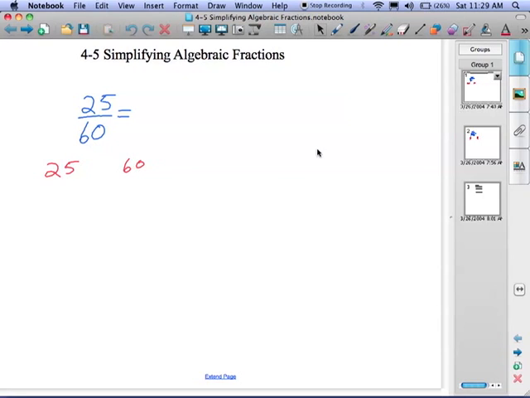4-5, simplifying algebraic fractions. Two lessons ago, you worked on finding factor trees and finding the prime factorization of numbers. Last lesson, you found the greatest common factor for pairs of numbers or pairs of monomials. Today, we're actually going to use that information and those skills to simplify an algebraic fraction. We're going to reduce it to lowest terms.